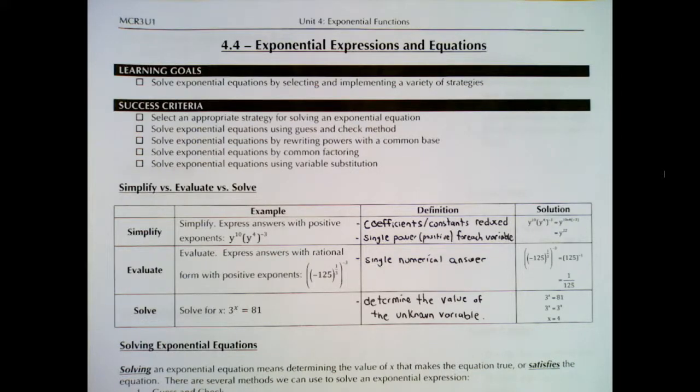Okay, this is lesson 4.4, exponential expressions and equations. Up to this point, we've just been working with expressions. Today, we're actually going to visit equations. Let's square away a little terminology first.